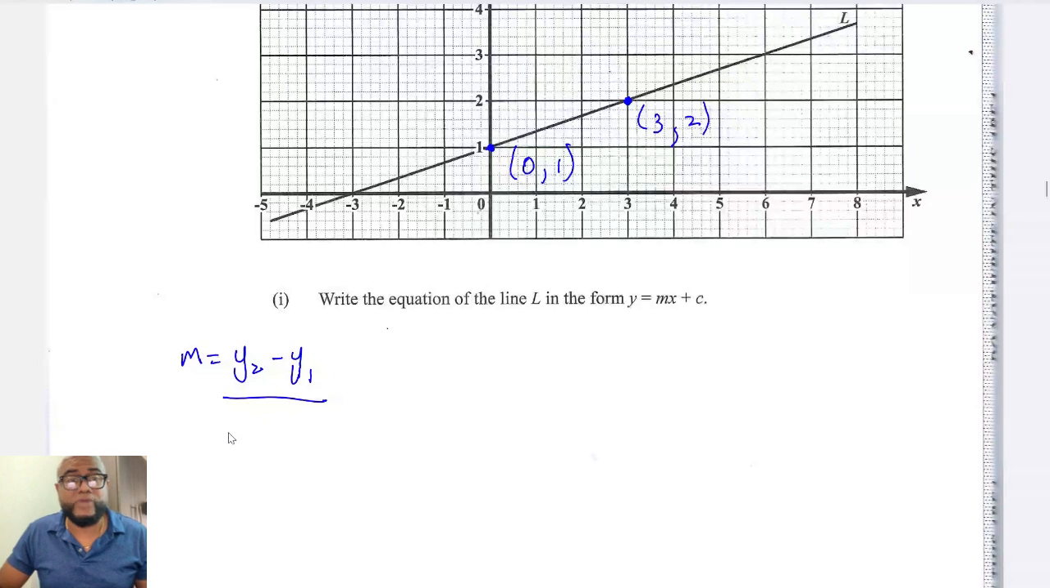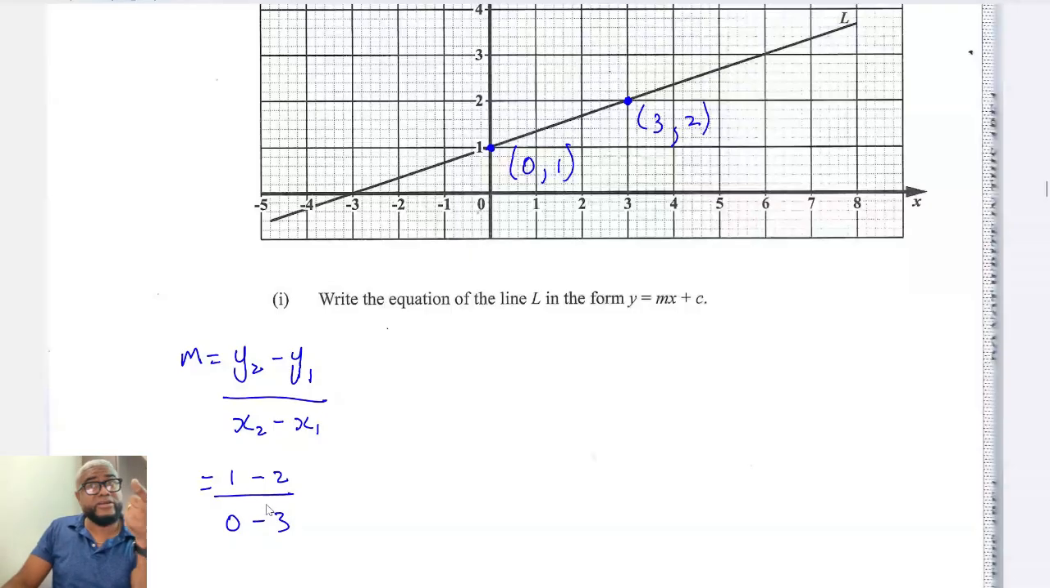Right, so y2 minus y1 over x2 minus x1, right? That's the formula. Give me my numbers now. It doesn't matter the order. 1 take away 2 over 0 take away 3.